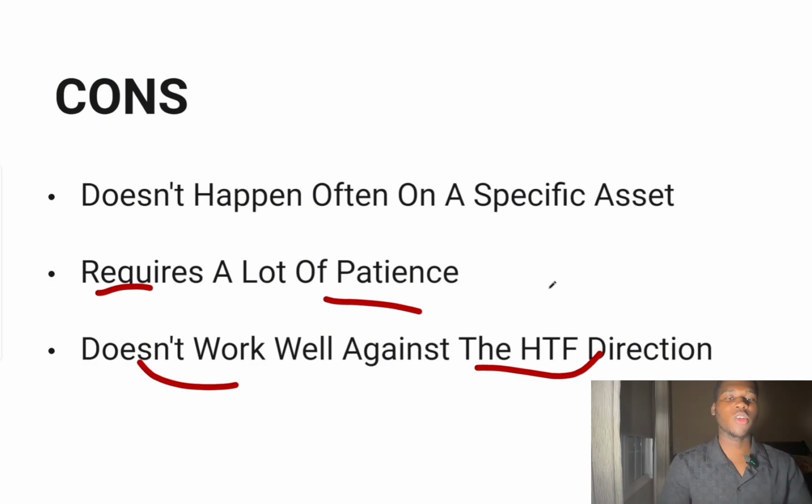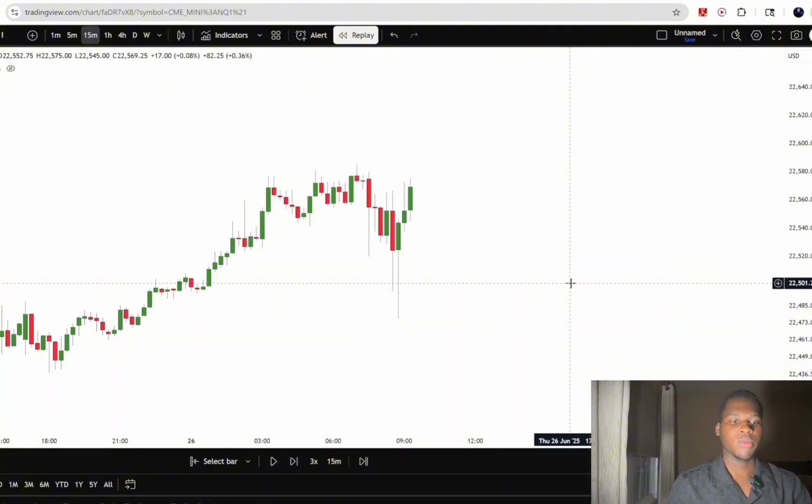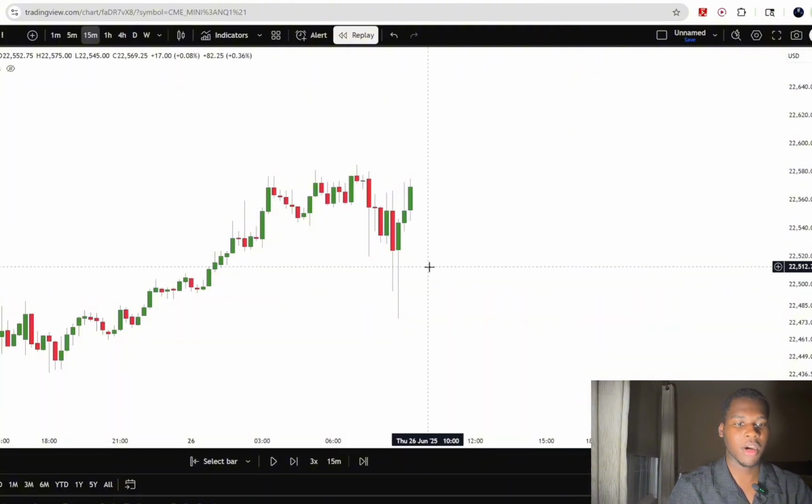So now that we've gone over the pros and cons of this model, let's walk through different scenarios so that you guys can see it and put it all together inside of the live markets. All right, so let's get into a couple of examples with this exact model.